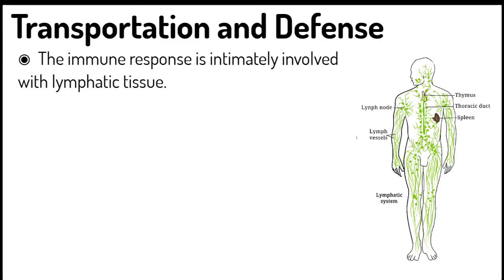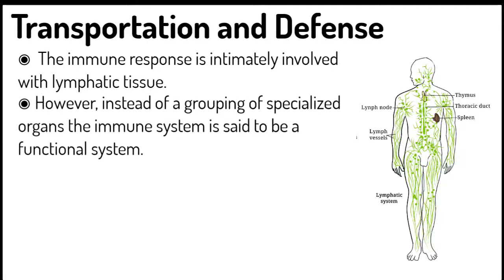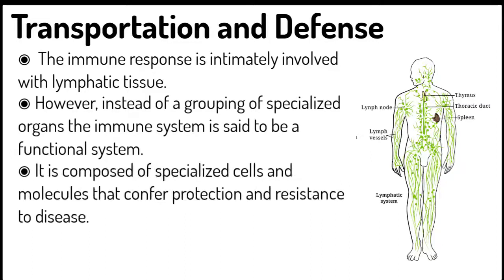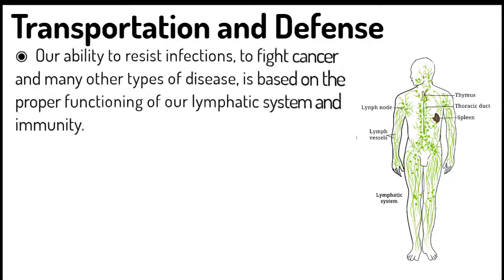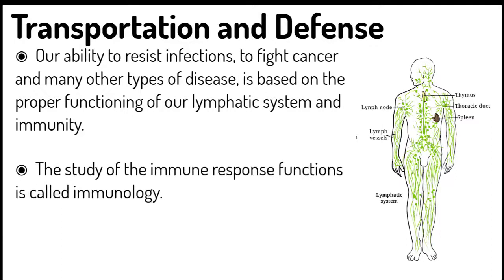Immune response is intimately involved with lymphatic tissue. However, instead of a grouping of specialized organs, the immune system is said to be a functional system. It is composed of specialized cells and molecules that confer protection and resistance to disease. Our ability to resist infections, to fight cancer, and many other types of disease is based on the proper functioning of our lymphatic system and immunity. The study of immune response functions is called immunology.